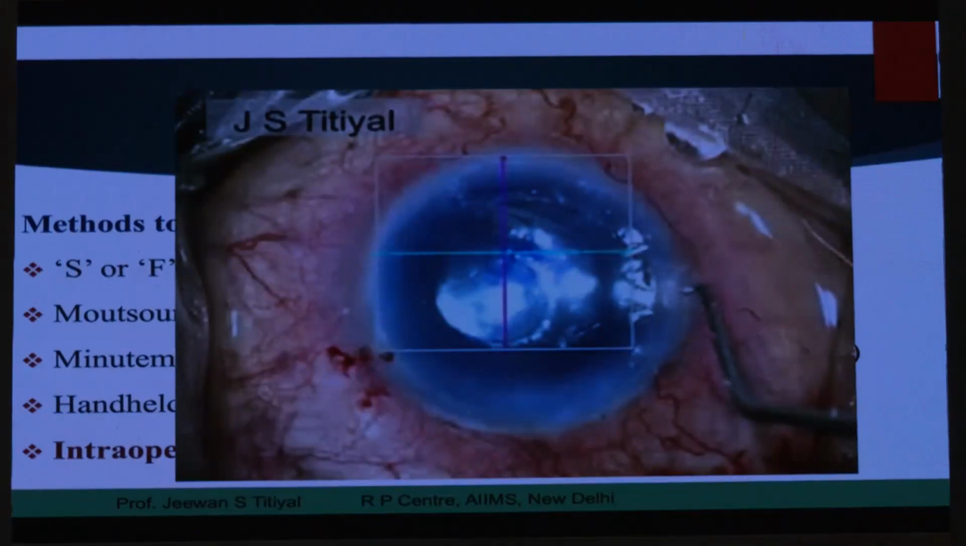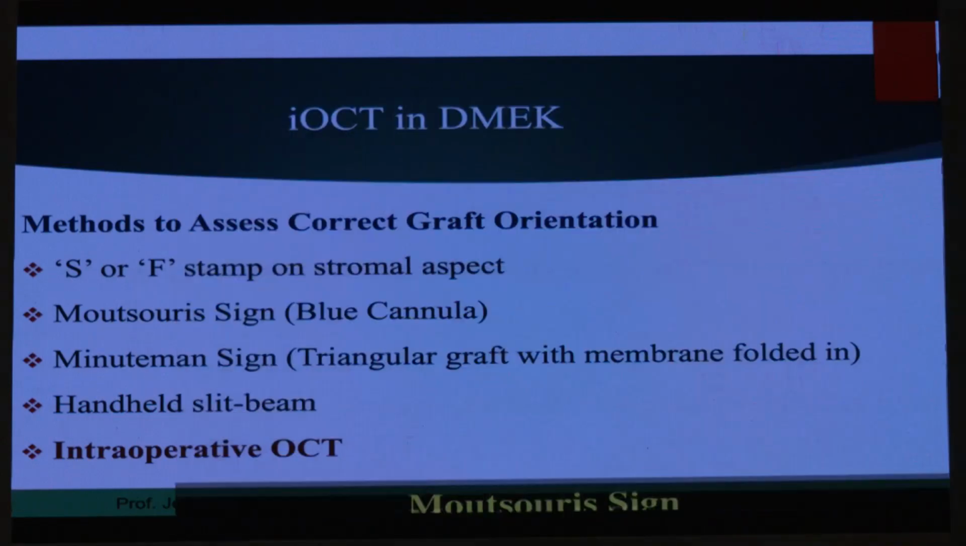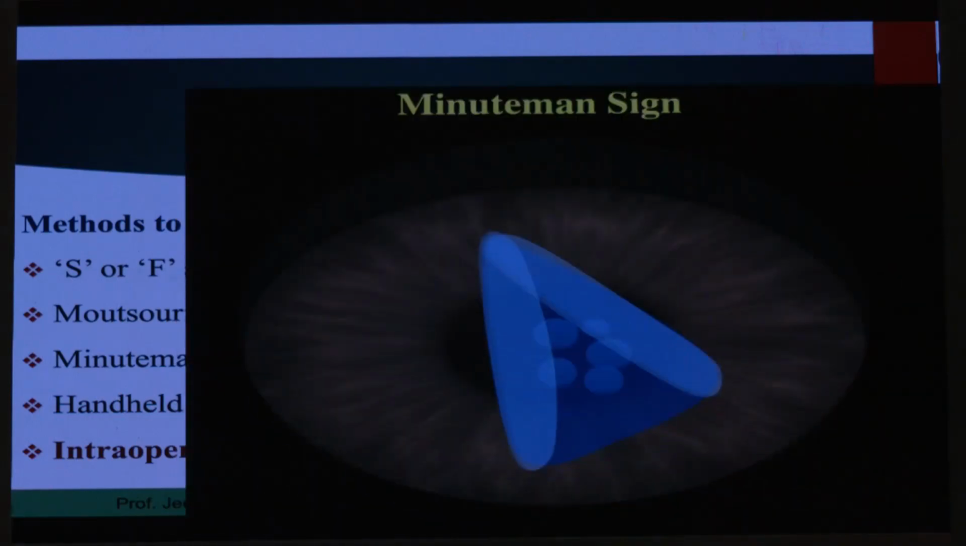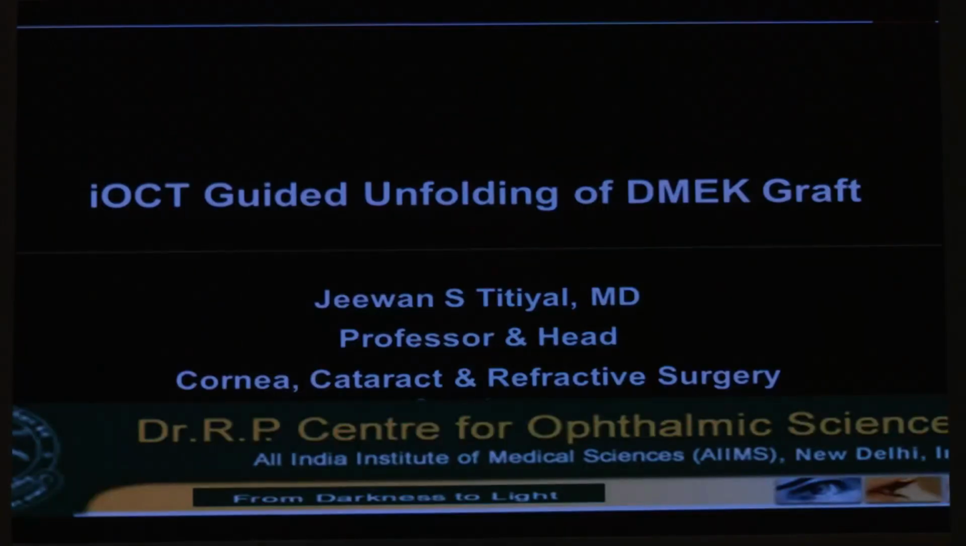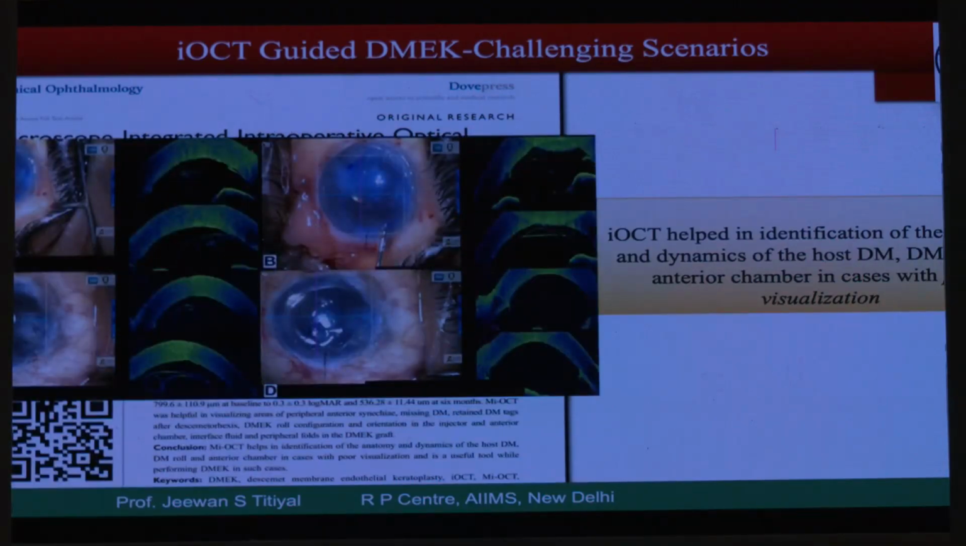These are various signs by which you know the graft is well oriented. So this is the S mark which is there. Or you can see this is Moutsouris sign. This is Minuteman sign, where the inner side is colored with trypan blue dye, and the same thing can be seen. So if you have an OCT microscope, this gives you assessment inside the hazy cornea.